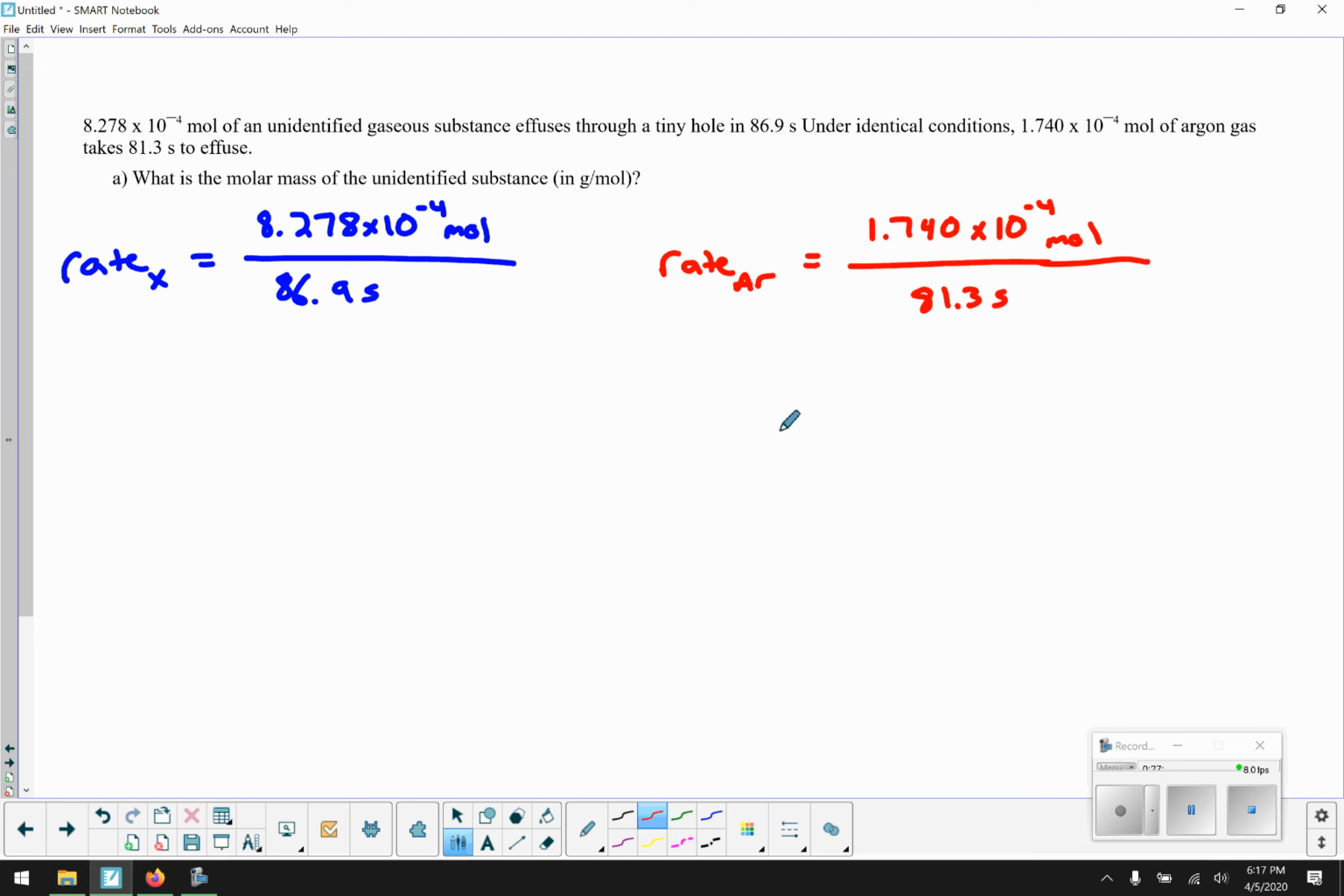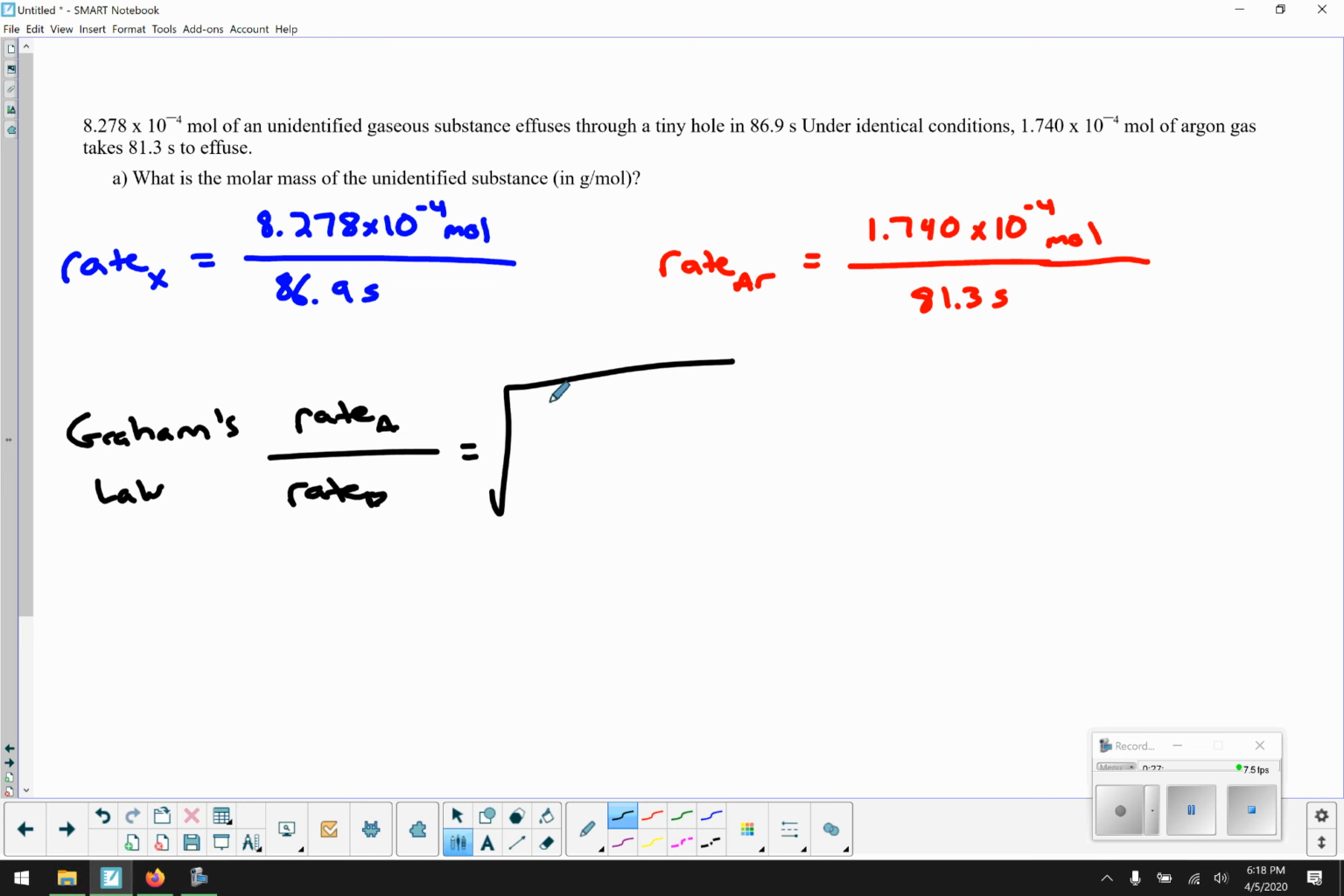So we have three of the four unknowns in Graham's law. Remember, by the way, Graham's law is spelled like graham crackers, so Graham. Please try to spell it that way. So Graham's law tells us that rate A over rate B equals the square root of the inverted molar masses: molar mass B over molar mass A.